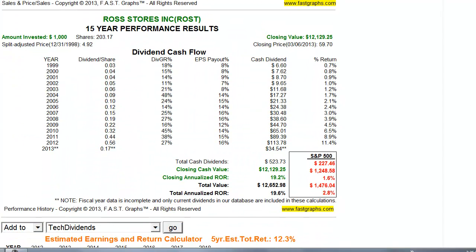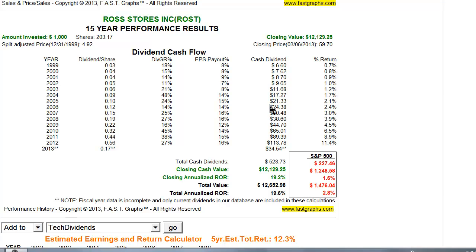But the real proof is in the pudding, and the pudding is the performance that ROST has generated for shareholders historically. This performance report assumes you invested $1,000 in ROST on December 31st, 1998, or basically the first day of the graph that we showed earlier. That $1,000 would have grown to $12,129.25 by March 6th close. That would have turned $1,000 into over $12,000, which is approximately 10 times better than what you'd have earned with an equal investment in the S&P 500.